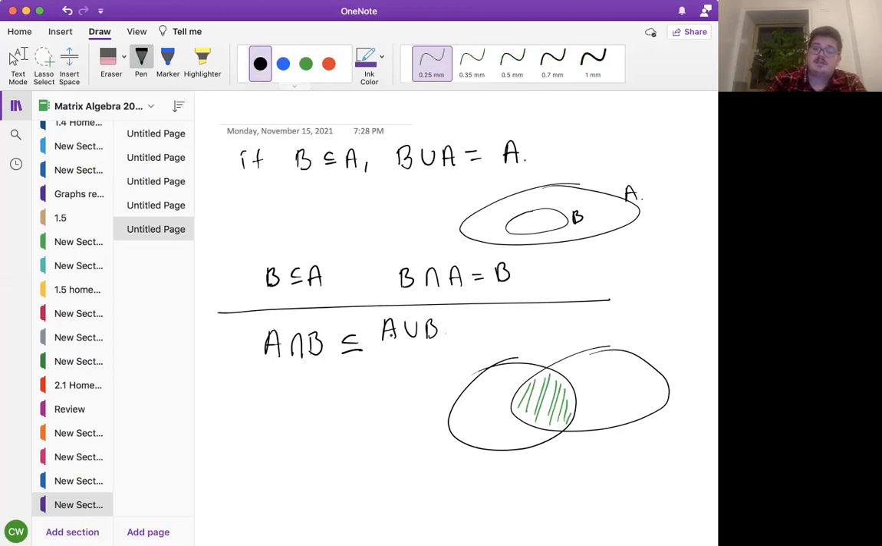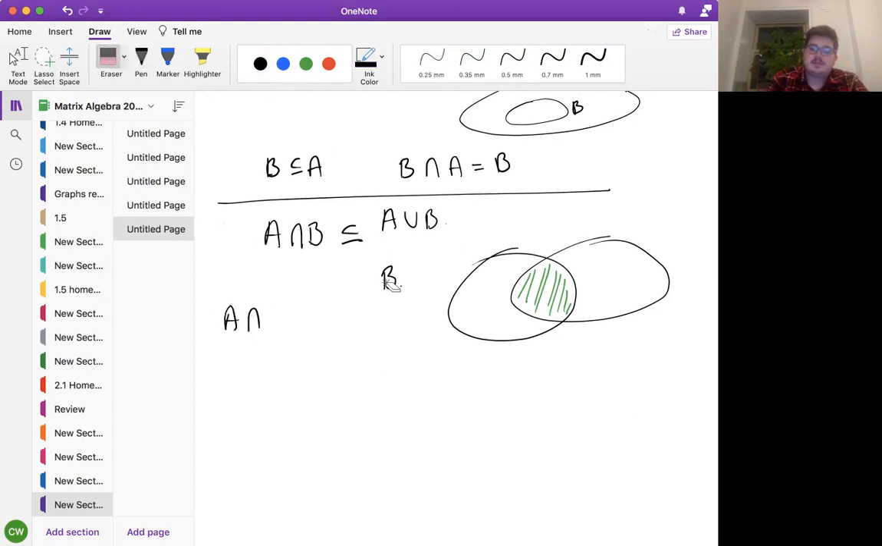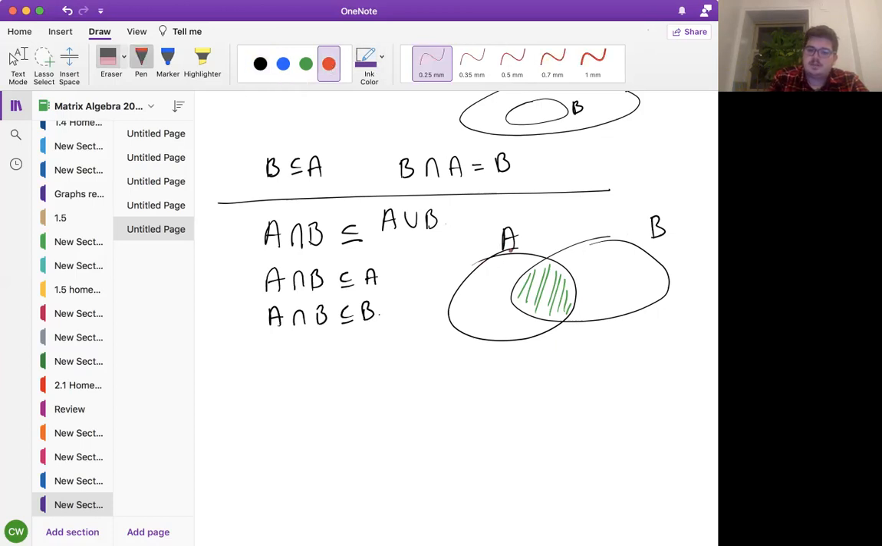A, yeah, and B. So that's pretty nice. If you take the intersection, then you're guaranteed a subset. So A intersect B is a subset of A, and A intersect B is a subset of B. Right, so if I trace A, then the green is still within A.